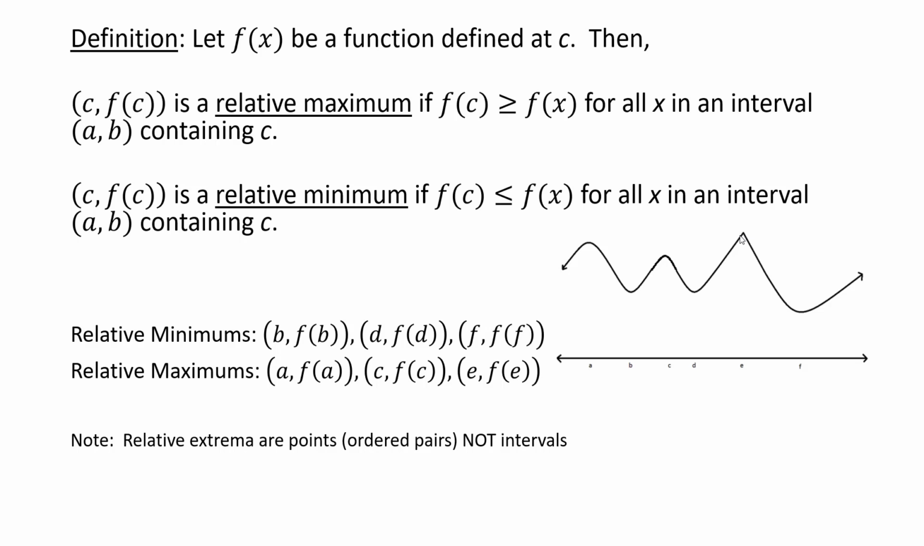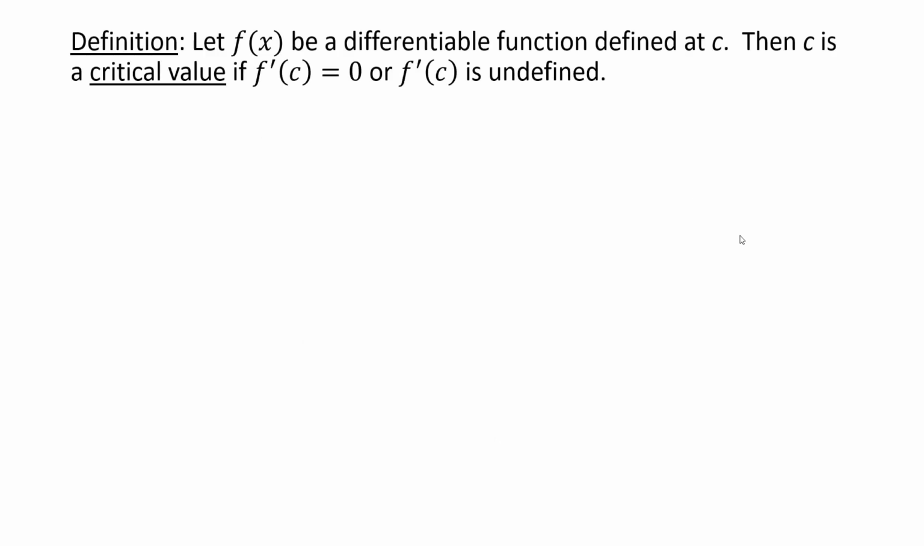Now, I just said relative extrema. What do I mean by that? Well, when you talk about your maximums and your minimums together, we refer to them as extrema. Just like when you talk about your mom and dad together, you typically refer to them as parents. So when I'm talking about maximums and minimums together, they are extrema. Here's another definition.